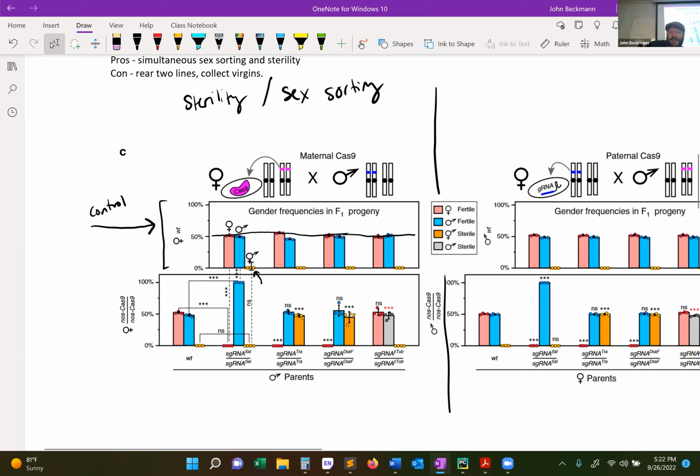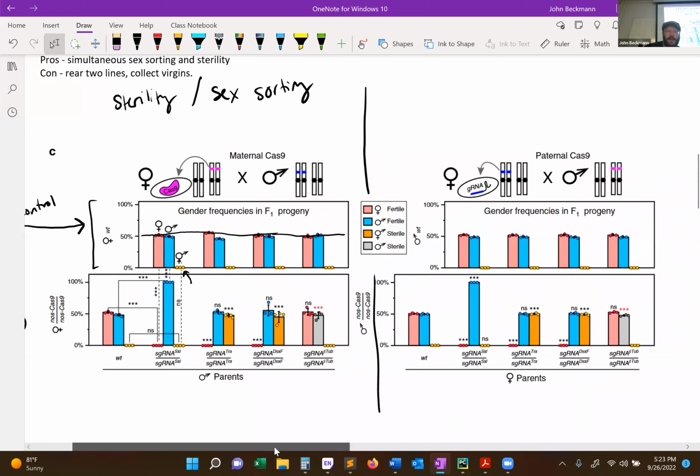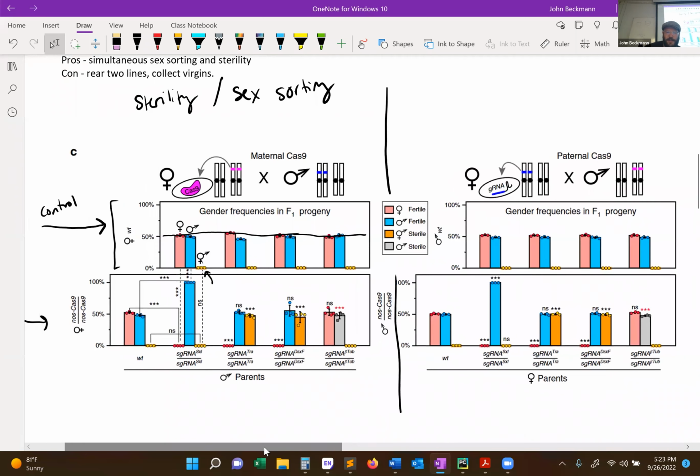So it is interesting that they even look for it. But they're looking for it as a negative control. They see it in the actual experiment, yes, because that's what they're trying to do. Okay, so now down here is where they're actually testing their constructs, their weird constructs.